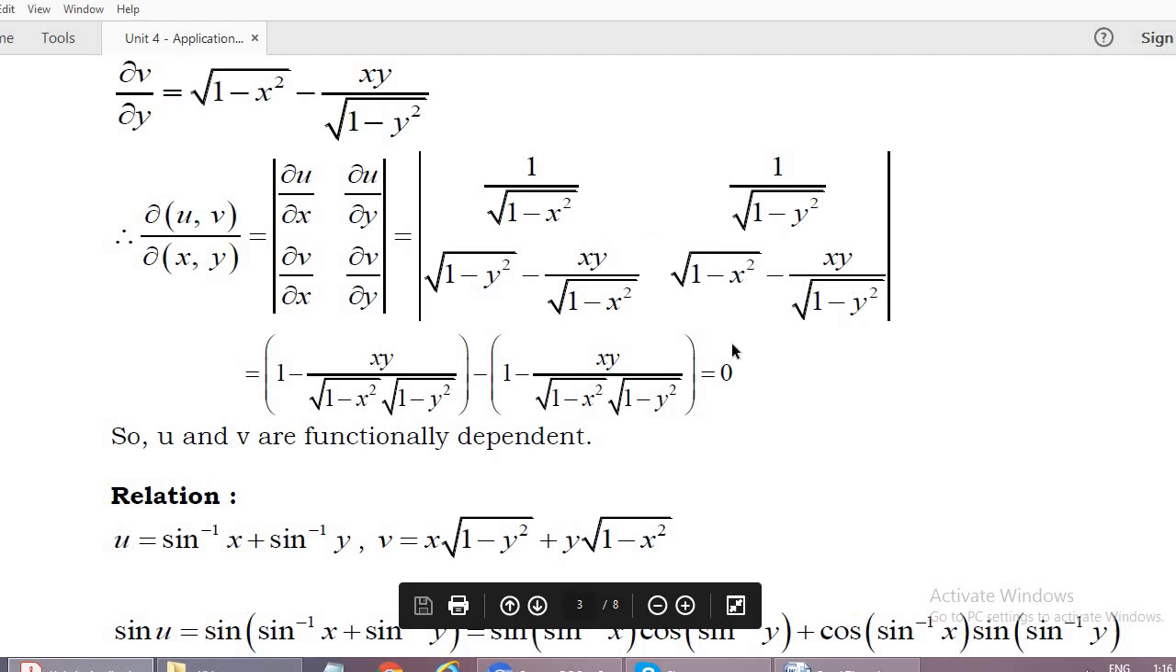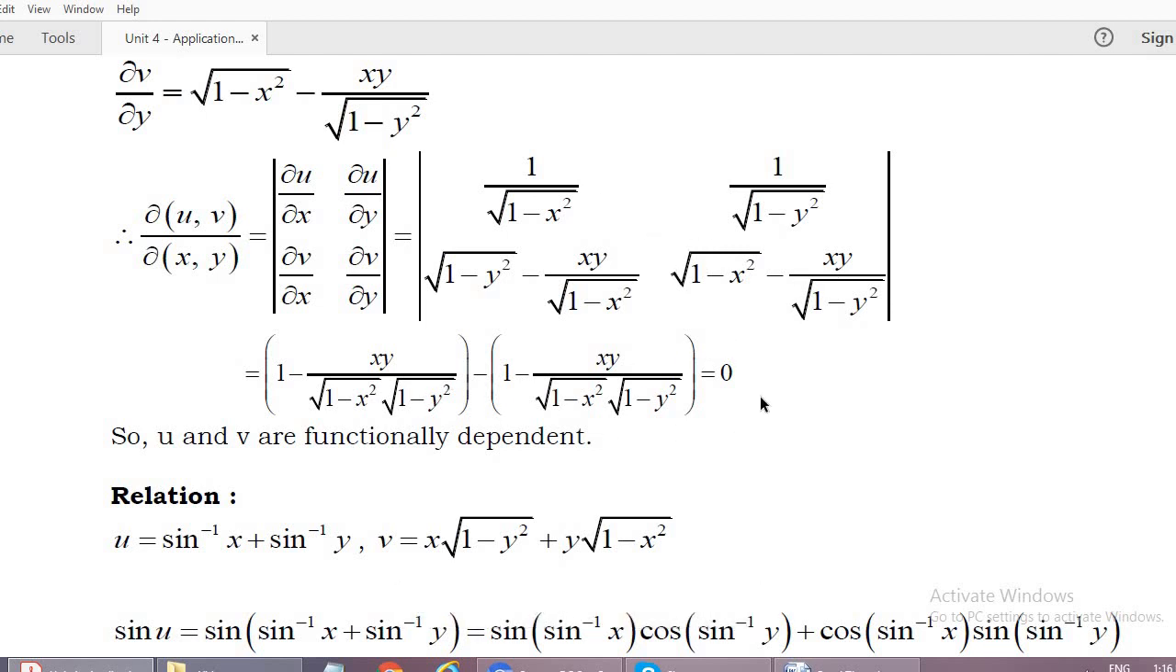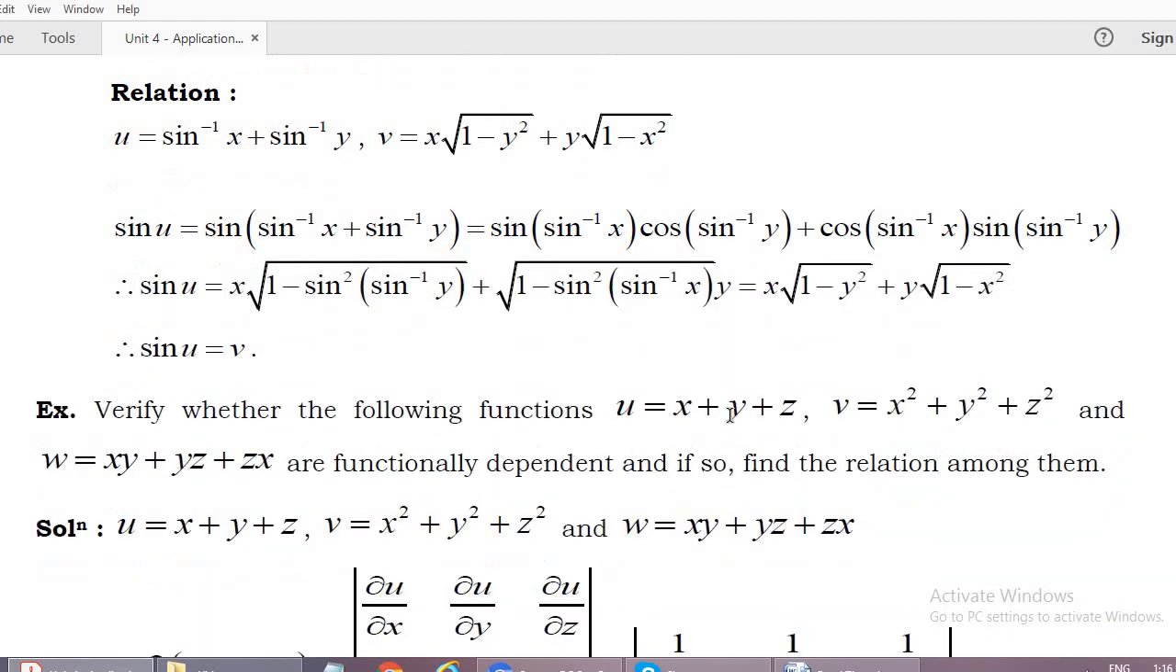Jacobian of u and v with respect to x and y: again, after simplifying, we get this equal to 0. So u and v are functionally dependent. Let us find the relation.